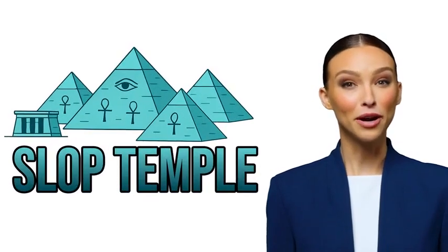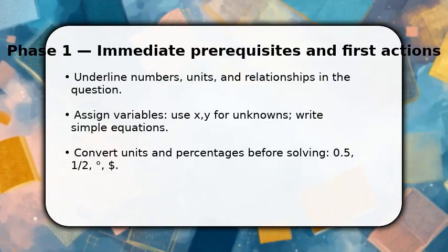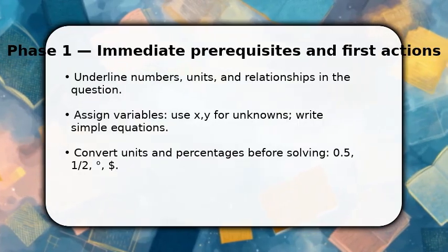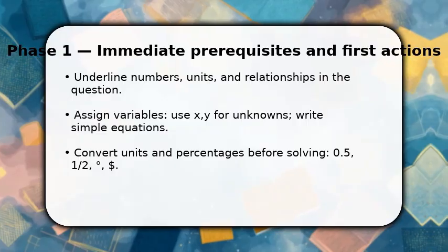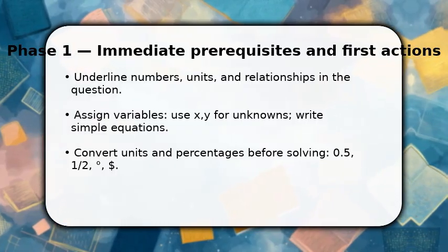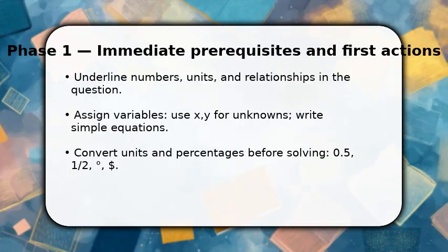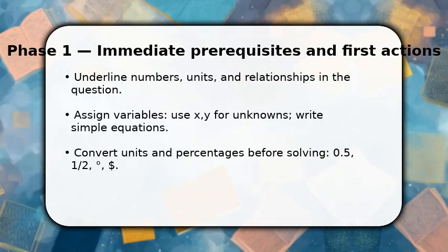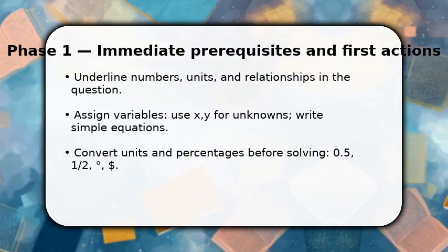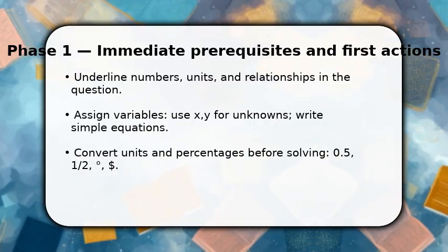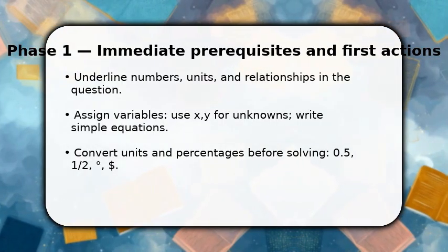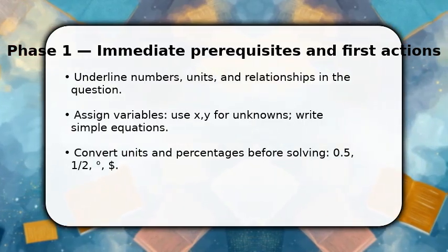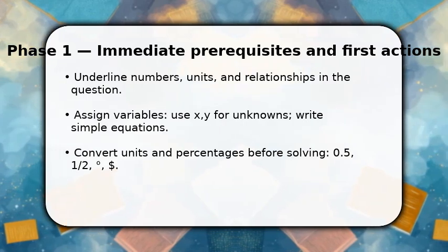We pray this video helps. You begin by extracting facts. Read once, then annotate the problem. Identify given numbers, units, and relational words like more than or per. Assign a clear variable, call it x, and translate relationships into an equation immediately. Convert units now, percentages to decimals, centimeters to meters, fractions to decimals when needed. This step prevents errors later, so do it thoroughly. Once done, you have a clean, algebra-ready statement of the problem and are ready to manipulate symbols.